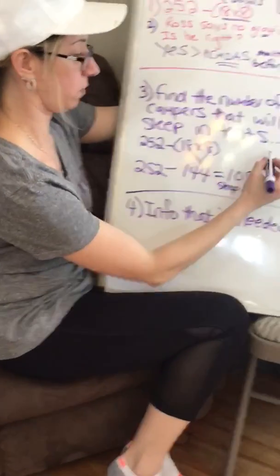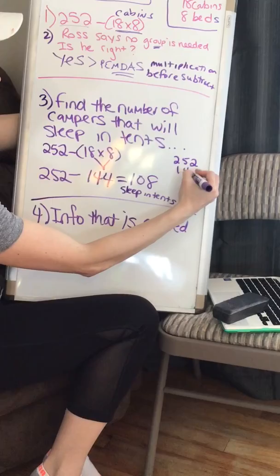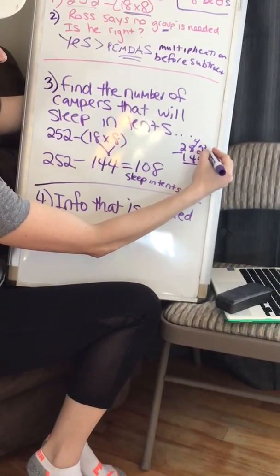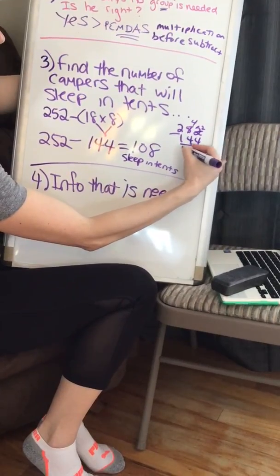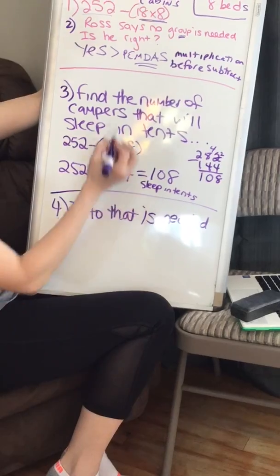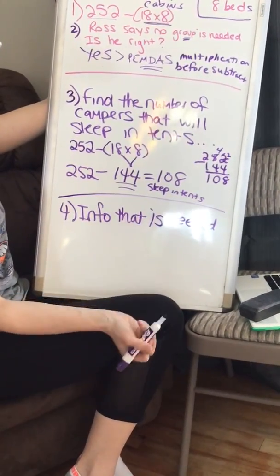And if you'd like to see that with the subtraction with regrouping, it's 252 minus 144. I borrow and make this a 12, a 0, and a 1. So that's how we find out that we now have 144 in cabins and 108 in tents.